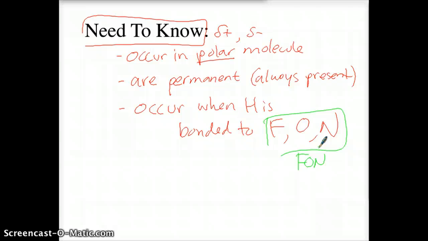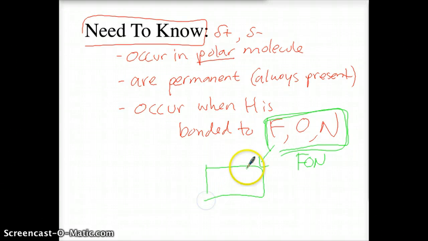Why is that? What's going on? What's so special about these three elements? Well, if you think about where all three of these elements are on the periodic table, they're all up in this top right corner. And we know that up in the top right corner, all these atoms are very electronegative. They really want electrons.